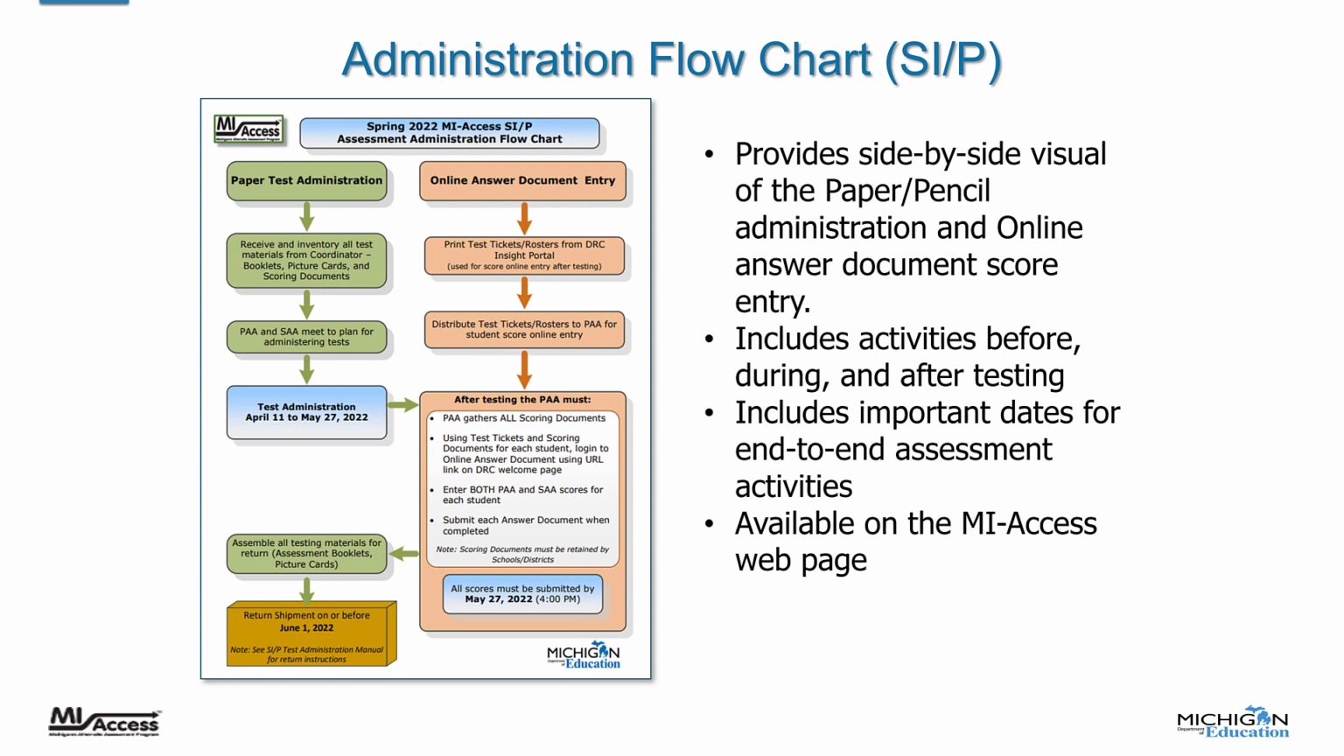This supported independence and participation administration flowchart is designed to provide a side-by-side visual of the paper and pencil administration and the online answer document score entry process. It includes activities before, during, and after testing. It includes important dates for end-to-end assessment activities. This flowchart is available in the Test Administration Manual and the MyAccess webpage.